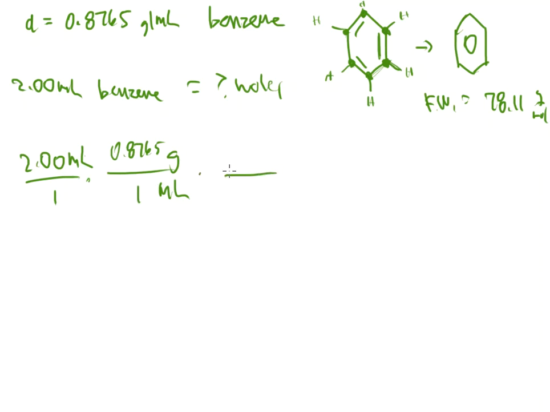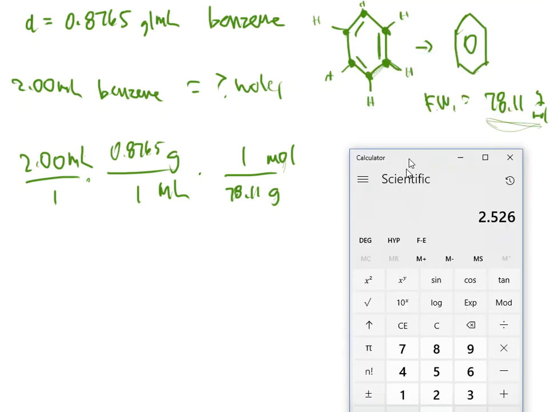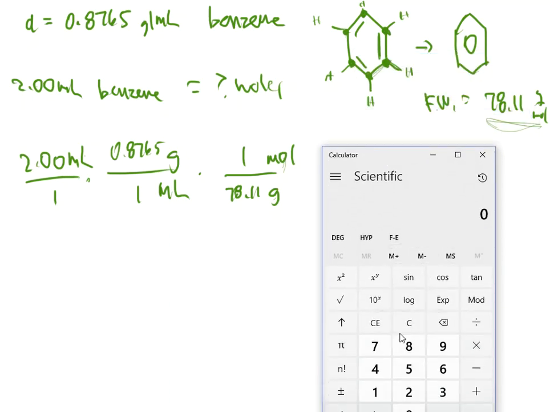So now I bring in another dimensional analysis step. Gram on top, gram on bottom. And now I need to go to mole because that's what the question wants me to do. So gram and mole, how are they connected? Well, they're connected by the formula weight right over here. 78.11 grams per 1 mole. So in 1 mole, there's 78.11 gram. Always keep the number with the unit and you'll be okay. And that's really what the question wants, right?